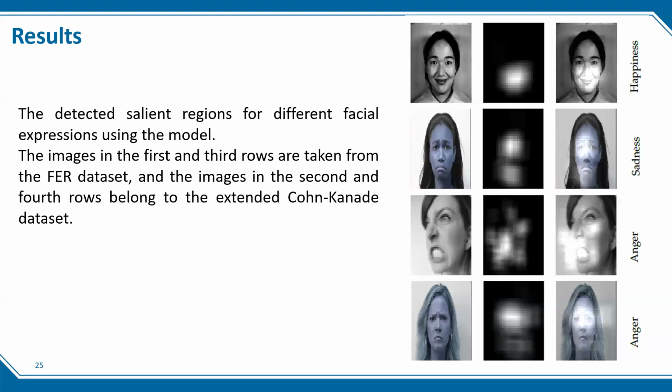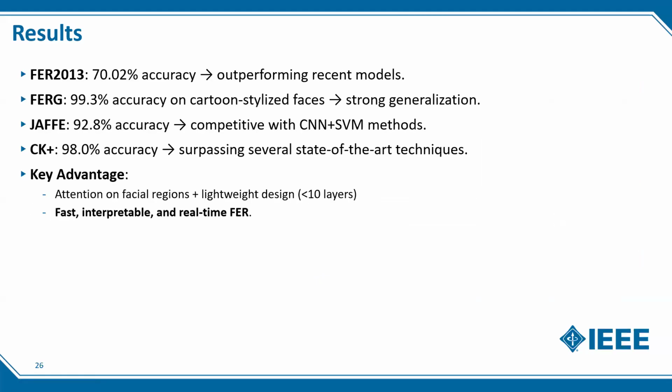The detected salient regions for different facial expressions using the model. The images in the first and third rows are taken from the FER dataset, and the images in the second and fourth rows belong to the extended concatenated dataset. So the performance accuracy that we got is like this: FER 70%, FERG 99% with strong generalization, and JAFFE 92.8%, competitive with CNN and SVM models.